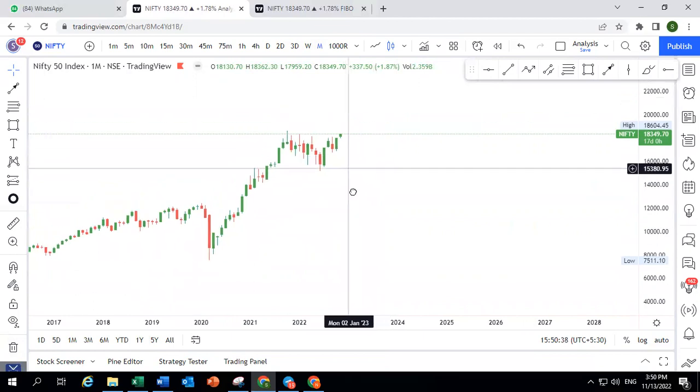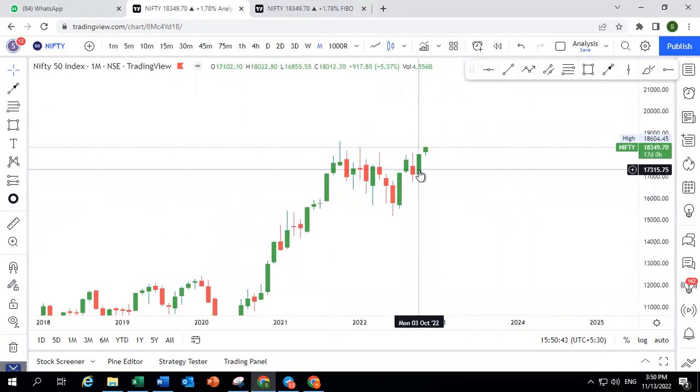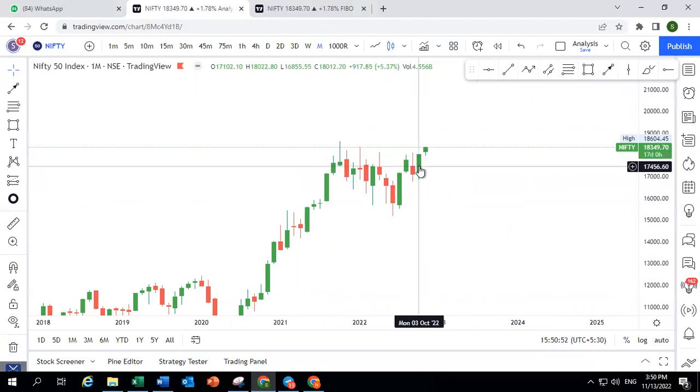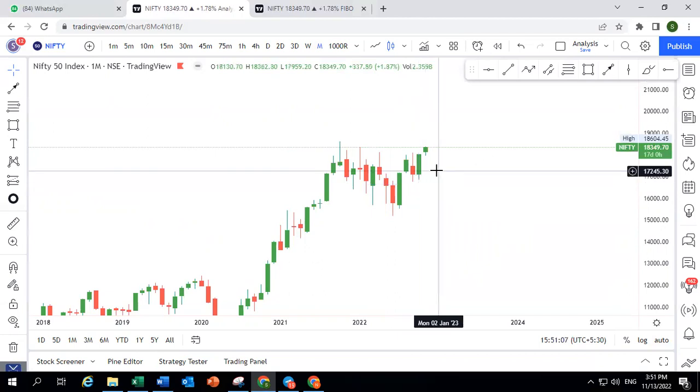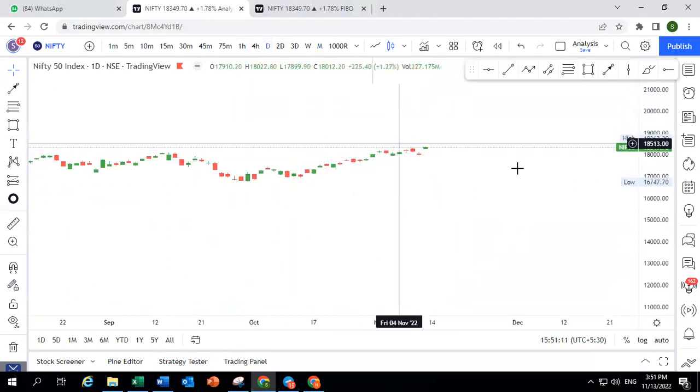The October candle has been a big full-bodied green candle. Therefore, in all probabilities, it can be safely assumed that in November, the market will also form a similar full-bodied green candle. And I repeat, in all probabilities, the market would also form a full-bodied green candle in the month of November. So how has November started?